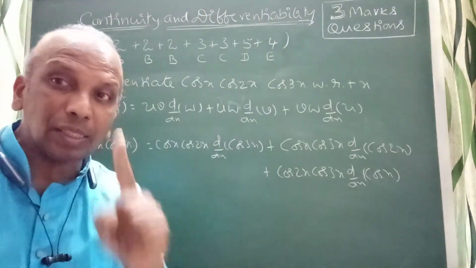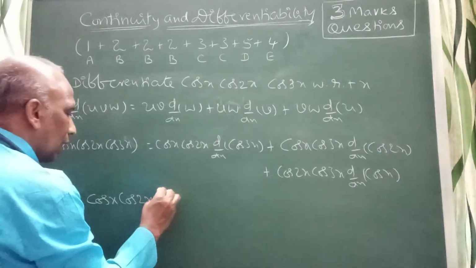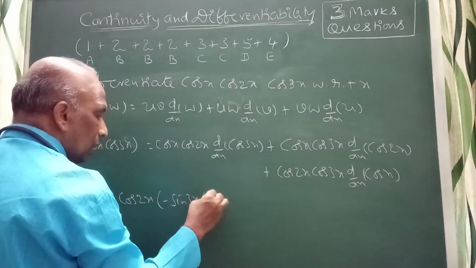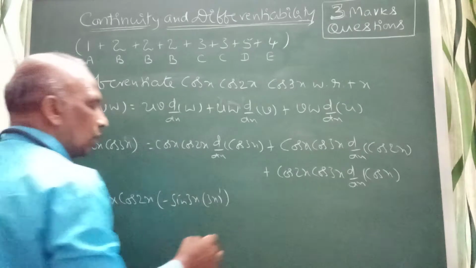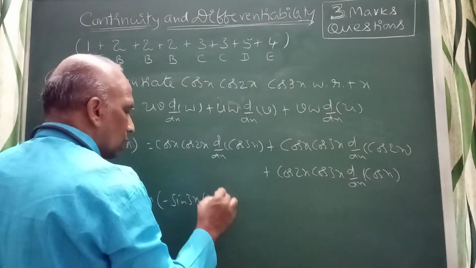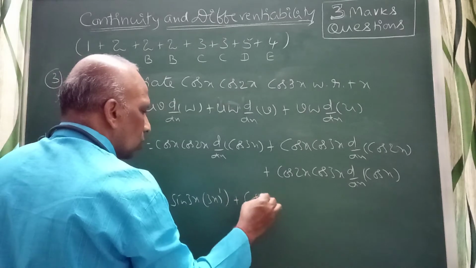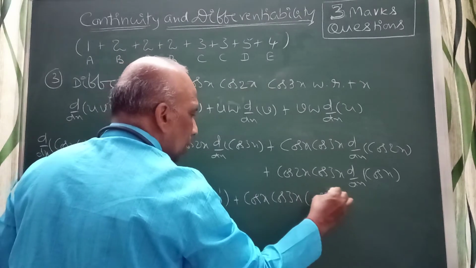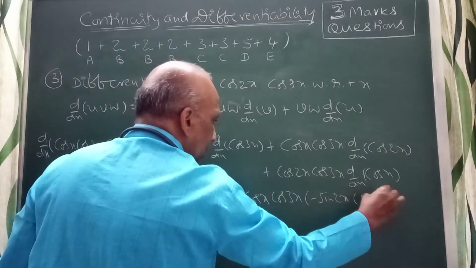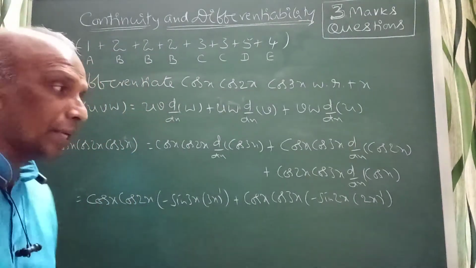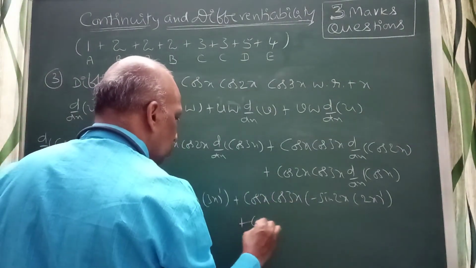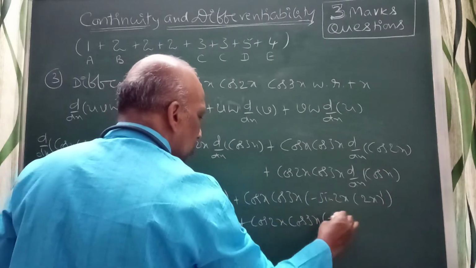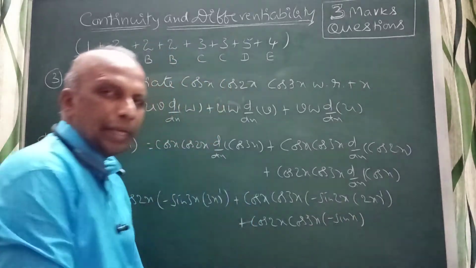Derivative of cos x is minus sin x, but for 3x here, minus sin 3x into the derivative of 3x. I can write it. Derivative of 3x I should write, plus, correct, this one, and then 3x derivative plus cos x cos 3x. Derivative of cos 2x means minus sin 2x into derivative of 2x, right? Derivative of 2x we should write, plus cos 2x cos 3x, derivative of cos x is minus sin x, direct.